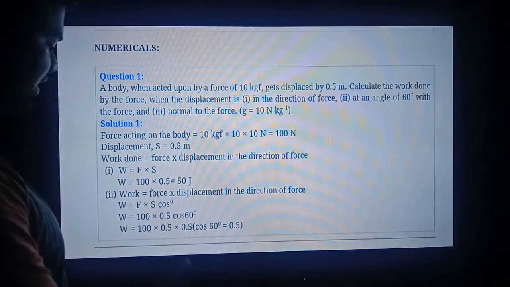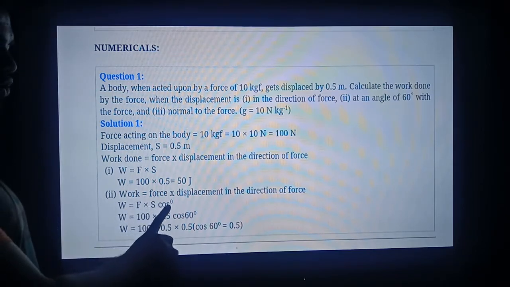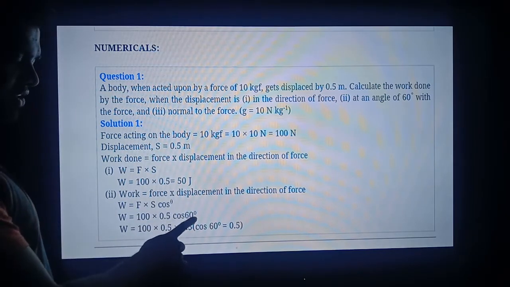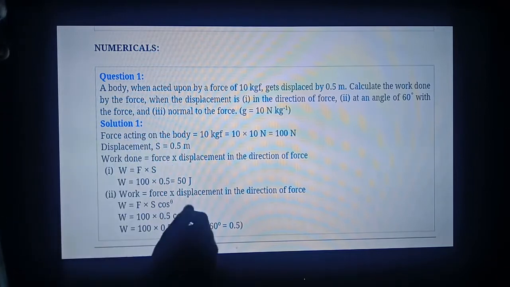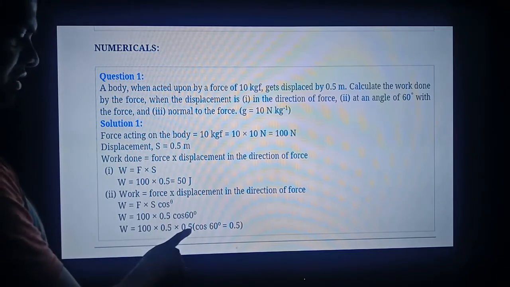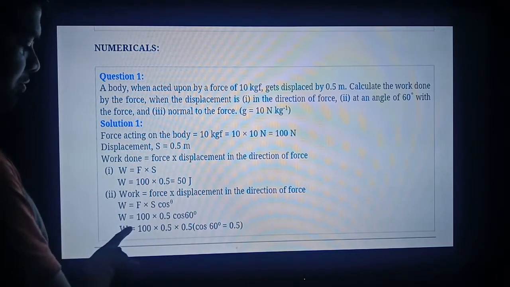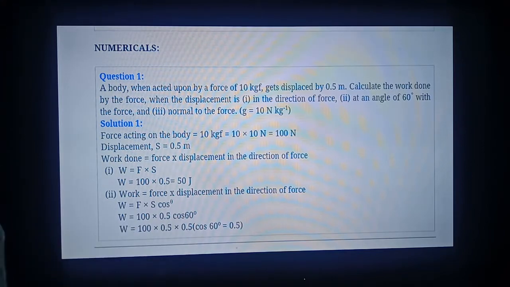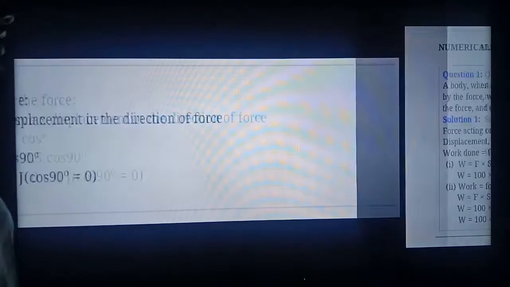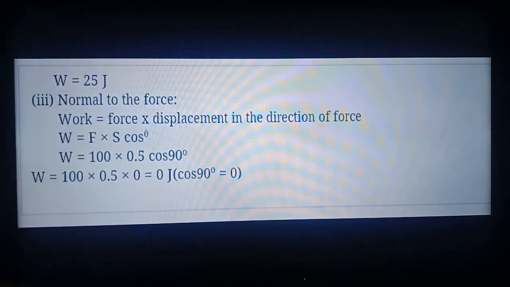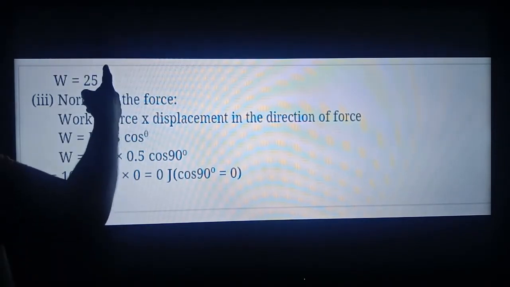Second part, work when the angle is 60 degree, then work is equal to F into displacement in the direction of force, that is W is equal to F into S cos theta, cos 60. Cos 60 is 1 by 2 or 0.5. This is the value of cos 60. So W is equal to 100 into 0.5 into 0.5, that will equal 25 joule. Joule is the SI unit of work.